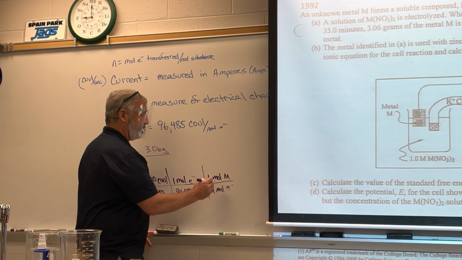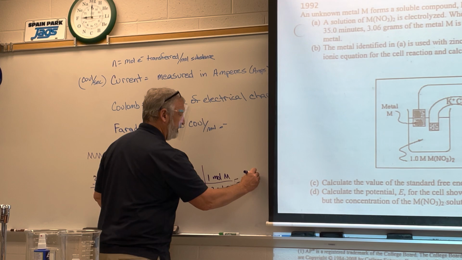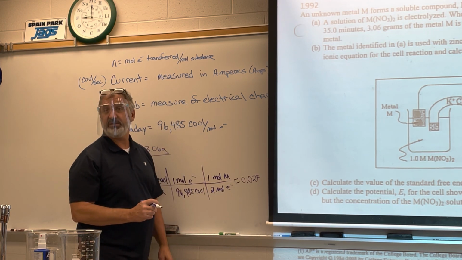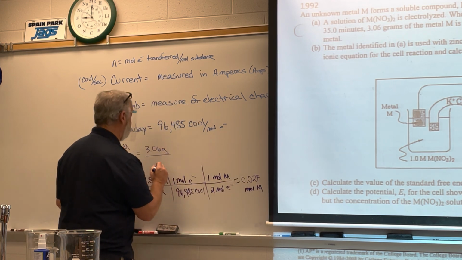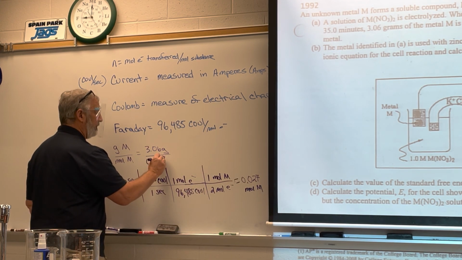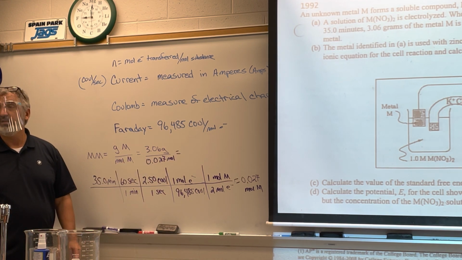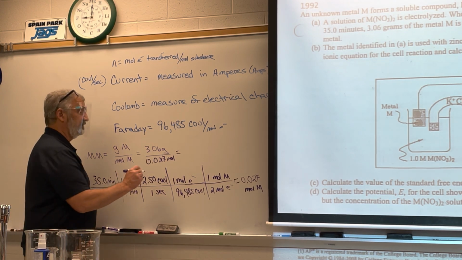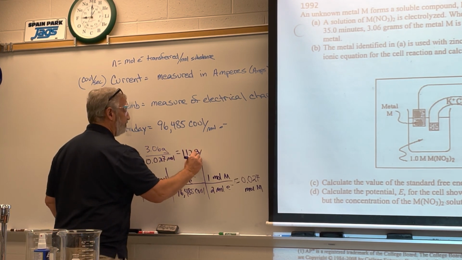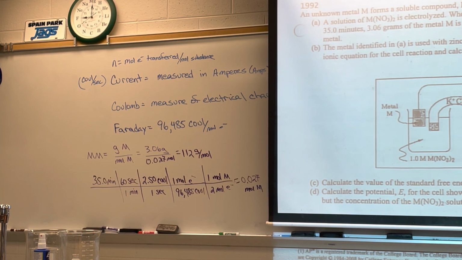So what do we get? How many moles? 0.027. Do I agree with that? Moles of M, so I put that up here, 0.027 moles. And what's the molar mass turn out to be? 112? 112.5. And so then you just go to the periodic table and you find a molar mass of 112, and it's cadmium.